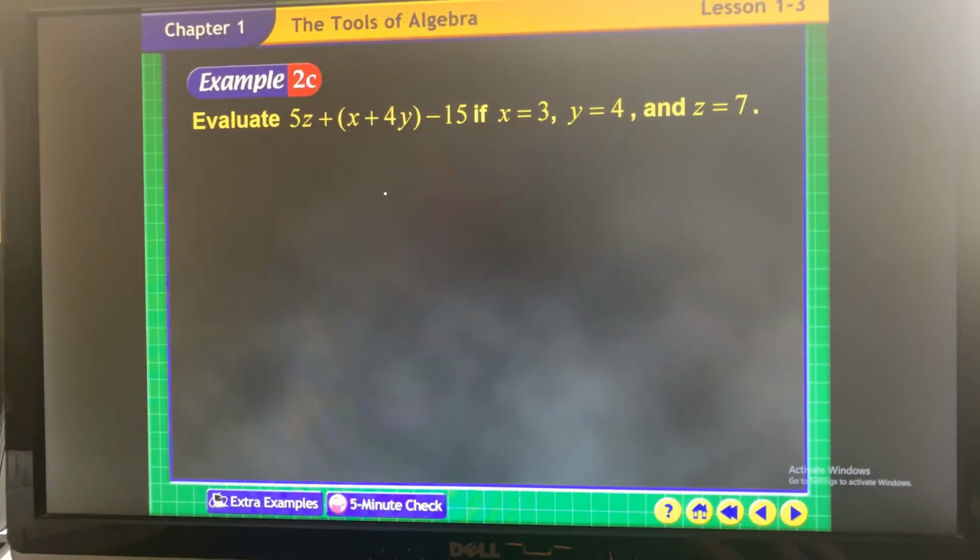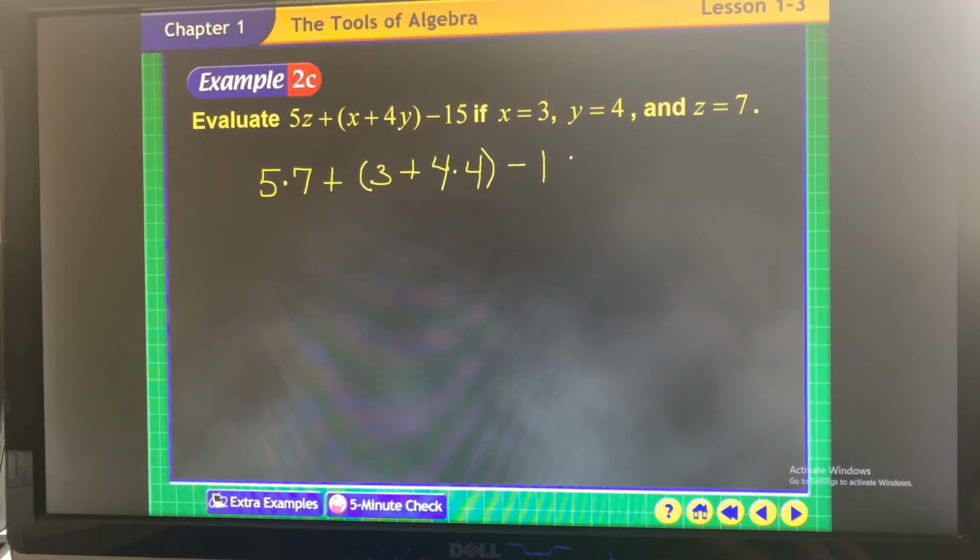As you notice, when we go a little bit deeper into the slides, it always levels it up slightly. Looks scarier than it is. Just keep that in mind. Just remember that. 5 times z, which is 7, plus 3 plus 4 times 4 minus 15.